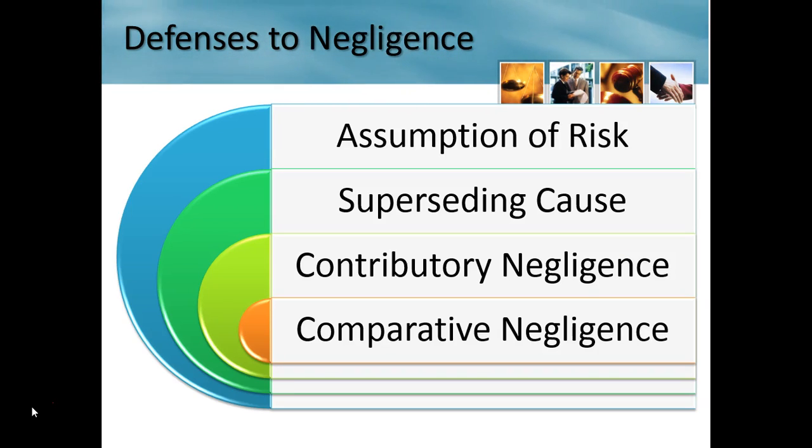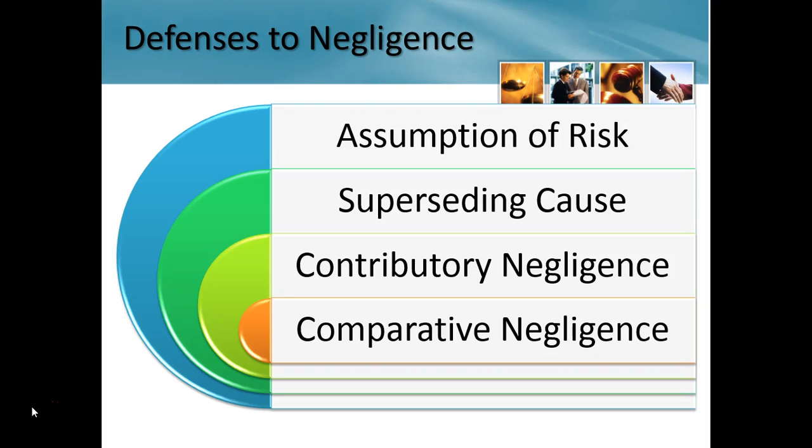There are several defenses to negligence. The first is assumption of risk. Some activities are risky and cannot be mitigated. If you participate in these activities, you assume that risk. For example, if you hike in a national park and slip on a rock, you cannot sue the federal government since you knew the inherent risk when you hiked.